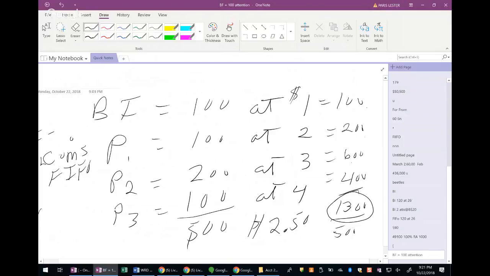Well, under FIFO, what was your ending inventory dollar amount? $430. And subtract 430 from 13. 86. All right. Then that would be your cost of merchandise sold.